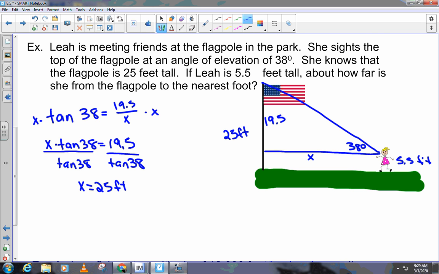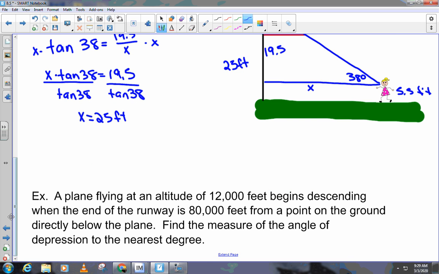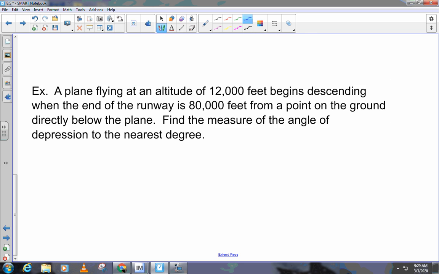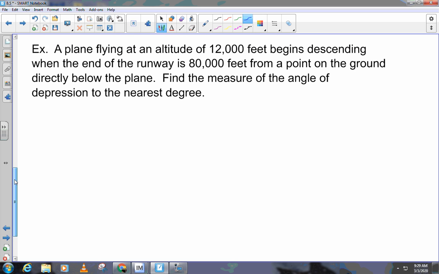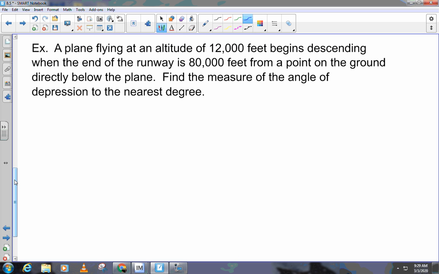All right. Last one. Okay. A plane flying at an altitude of 12,000 feet begins descending when the end of the runway is 80,000 feet from a point on the ground directly below the plane. Find the measure of the angle of depression to the nearest degree.